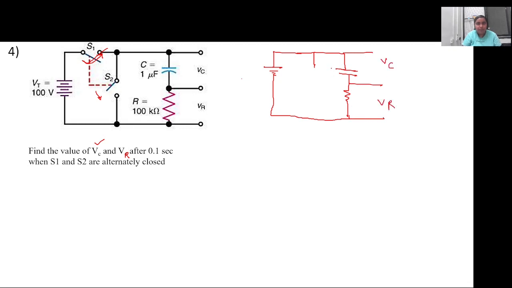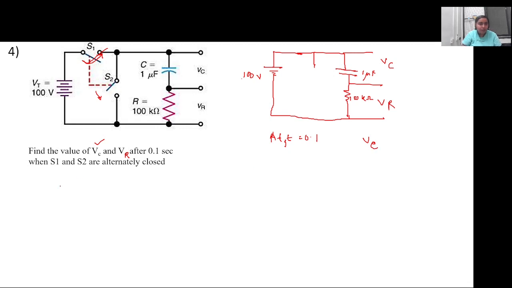Okay. This is 1 microfarad. This is 100 kilo ohm and the voltage is 100 volt. So at time t equal to 0.1 second, what will be the value of VC? Let's calculate only VC for now.